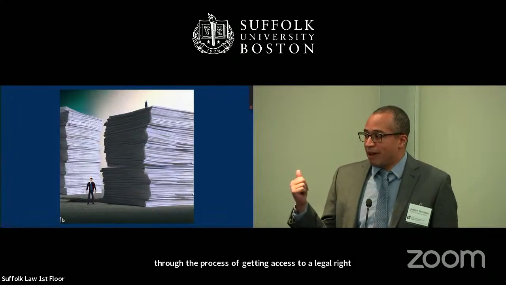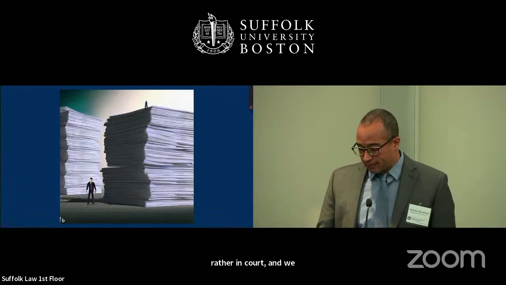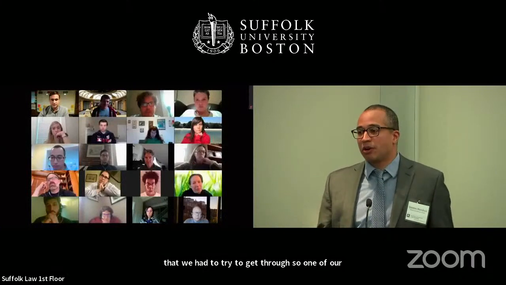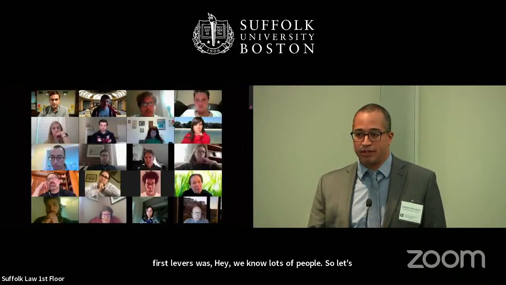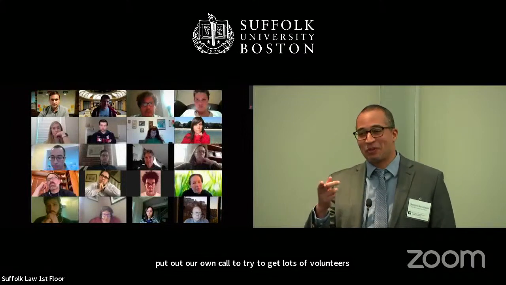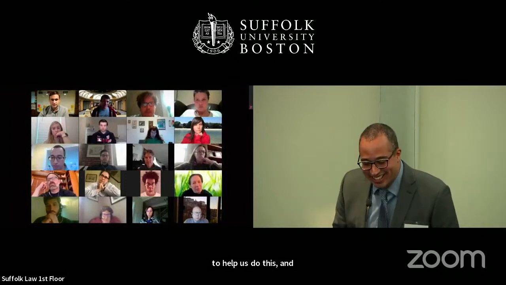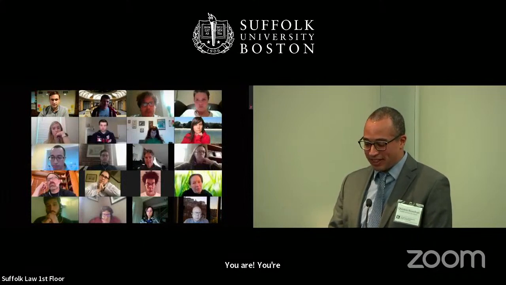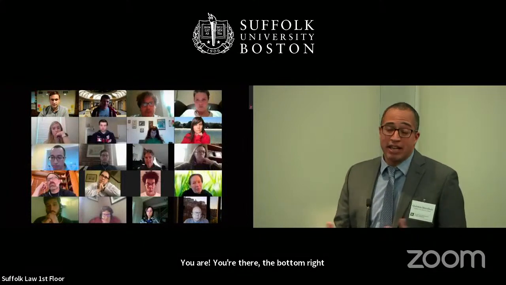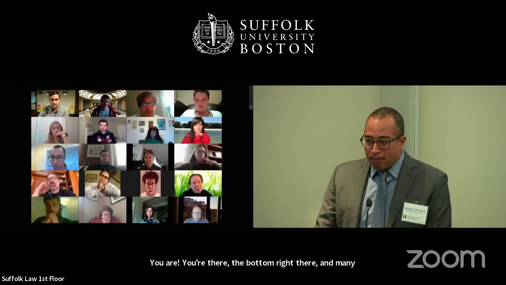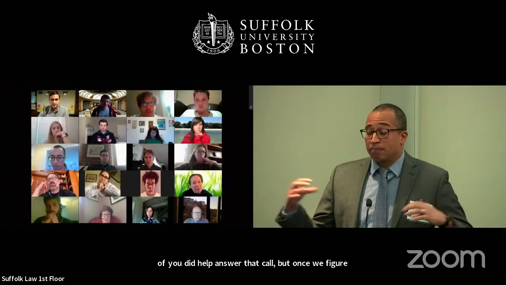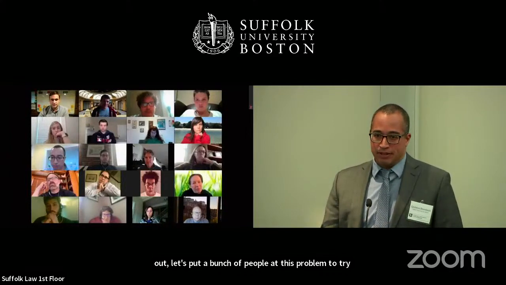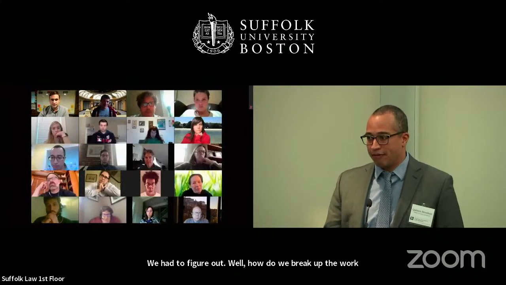And we had this huge mountain of forms that we had to try to get through. So one of our first levers was, hey, we know lots of people. So let's put out our own call to try to get lots of volunteers to help us do this. And Warren, you're probably smiling because you see your face is in one of the others. Yeah, there you are, in the bottom right there. And many of you did help answer that call. But once we figured out, let's put a bunch of people at this problem to try to get these forms automated, we had to figure out how do we break up the work into smaller pieces so that somebody could make a meaningful contribution.